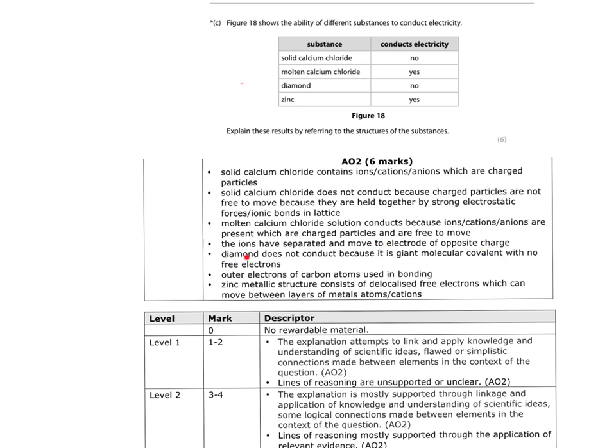Diamond does not conduct because it has a giant molecular covalent structure with no free electrons or free ions. The outer electrons of carbon are used in bonding, and zinc's metallic structure consists of delocalized free electrons which can move between layers of metal atoms, therefore carrying charge.